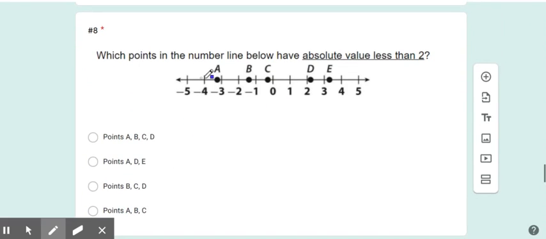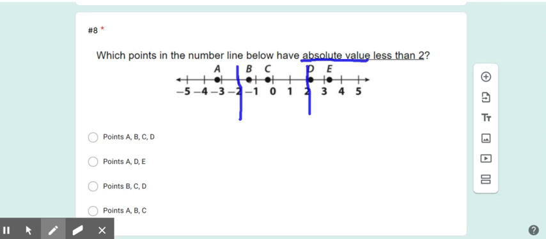Number 8, which points on the number line have absolute value less than 2? Remember, absolute value is a number's distance from 0. So I know from here in and from here in, everything inside of these blue lines is going to have an absolute value less than 2 because it's going to be less than 2 away from 0. So like the point C, it's less than 2 away from 0, right? And so is B. B is also less than 2 away from 0.